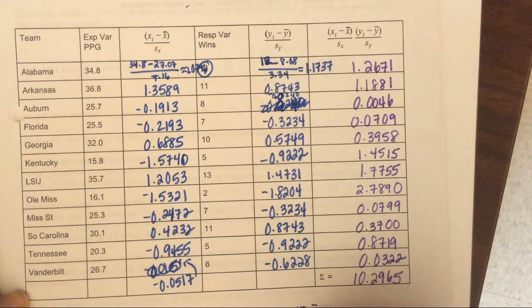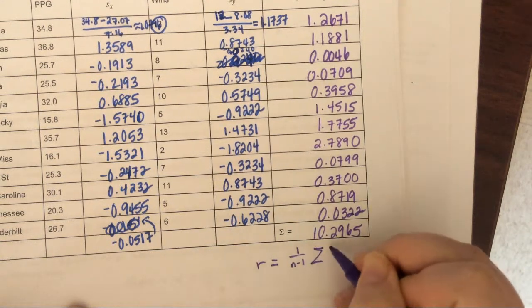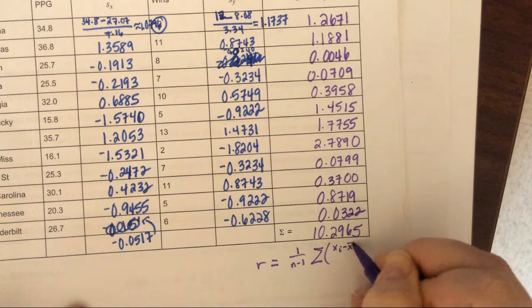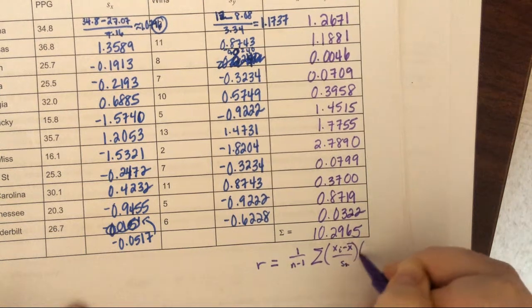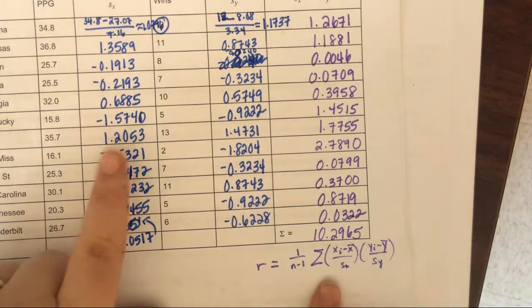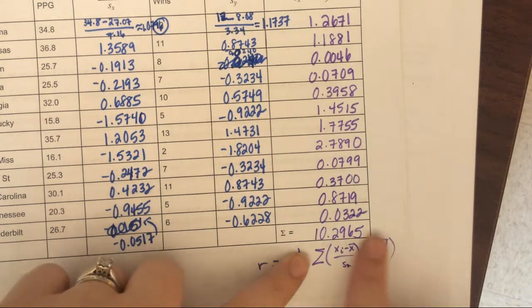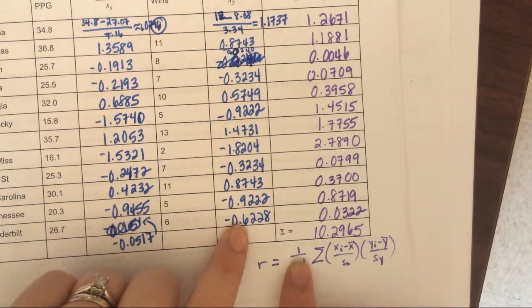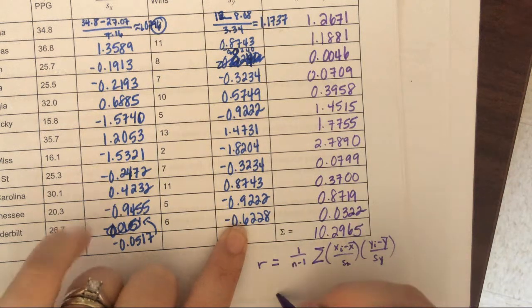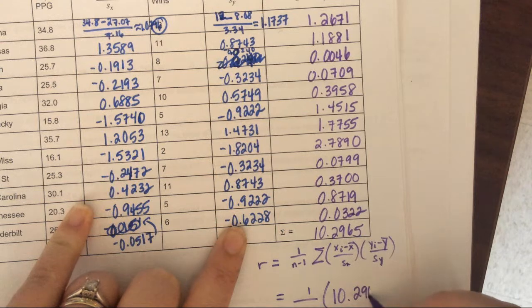Okay, so the original formula for correlation coefficient was 1 over n minus 1, and then the summation of the x piece, xi minus x bar over sx, and the y piece. You and I, in the first blue column, did the x's, and the second blue column did the y's, and now you and I summed them up. So we've got all of this, we just haven't done the 1 over n minus 1. So we've got to multiply whatever 1 over n minus 1 is times 10.2965.